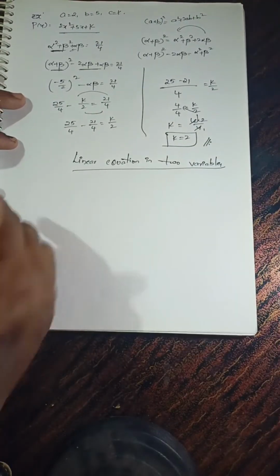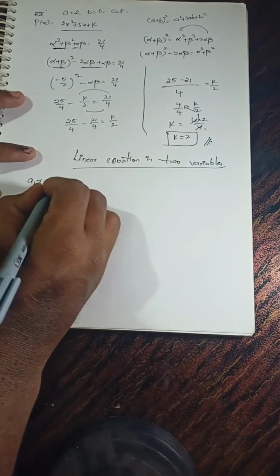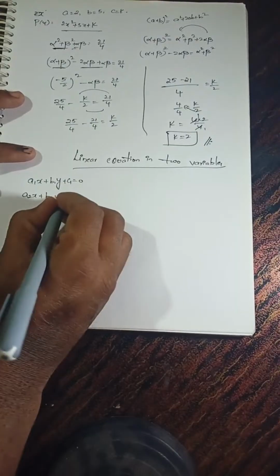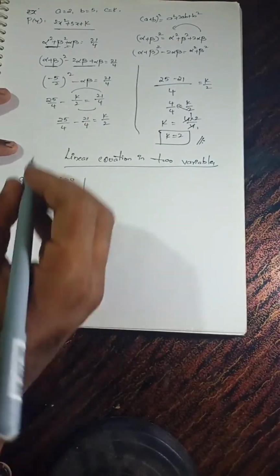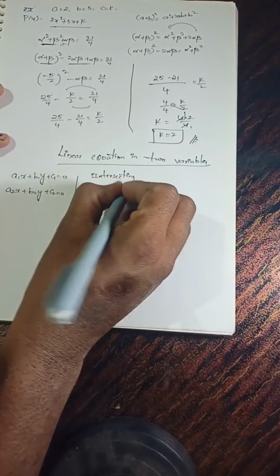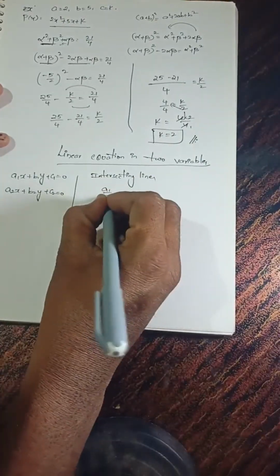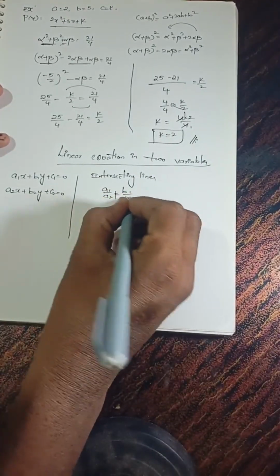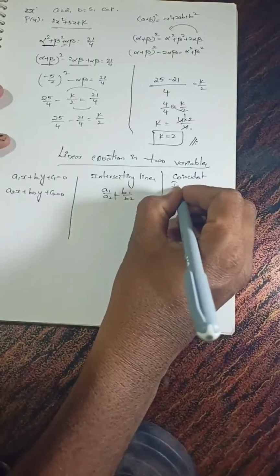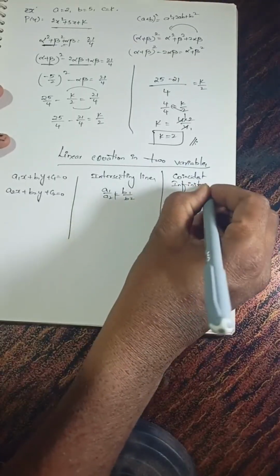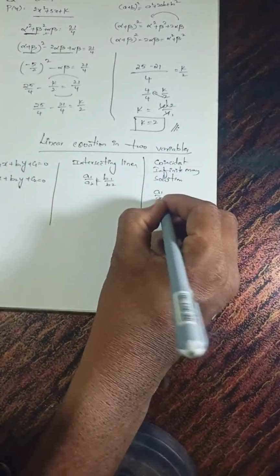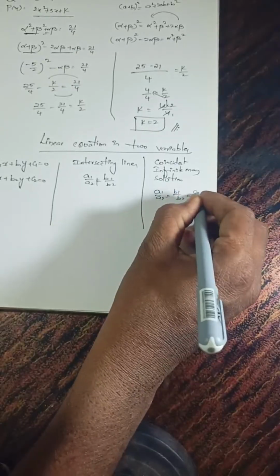You all know linear equation in two variables. First one is a1x plus b1y plus c1 is equals to 0. Second one is a2x plus b2y plus c2 equals to 0. We are having totally three cases. The first one is intersecting lines. What is intersecting lines? a1 by a2 not equals to b1 by b2. Second one is the coincident, nothing but infinitely many solutions. That is a1 by a2 is equals to b1 by b2 is equals to c1 by c2.